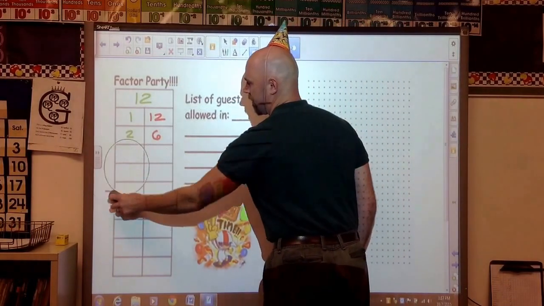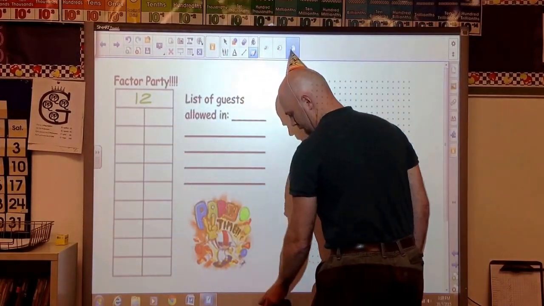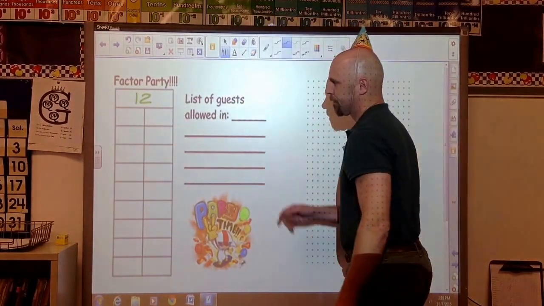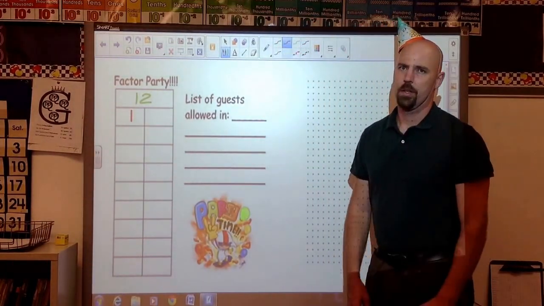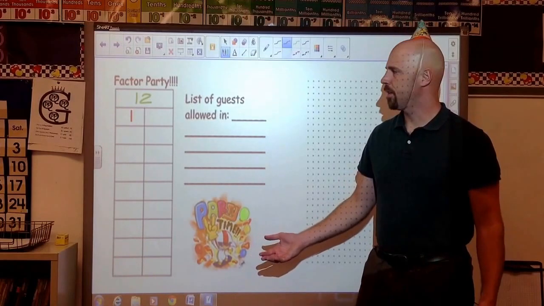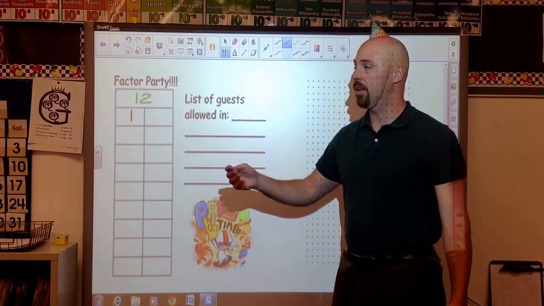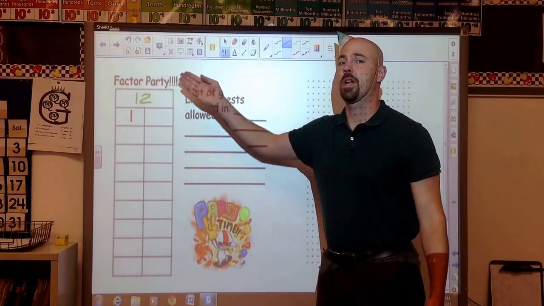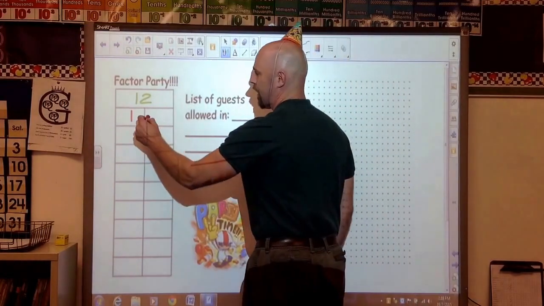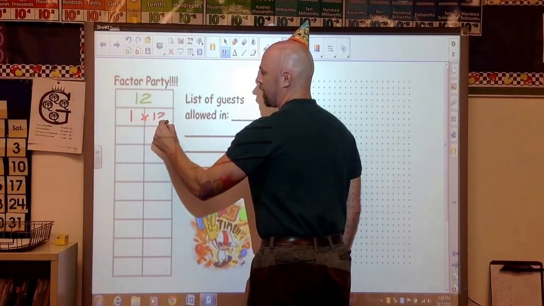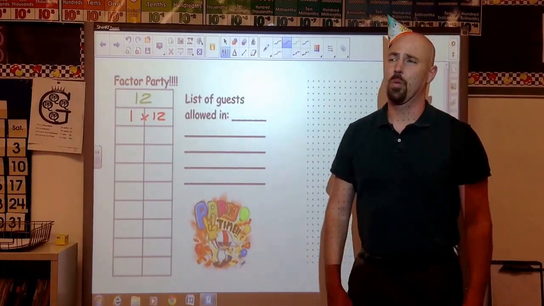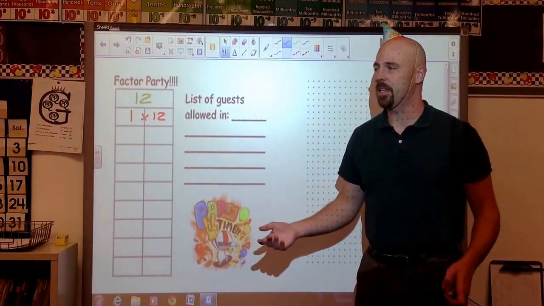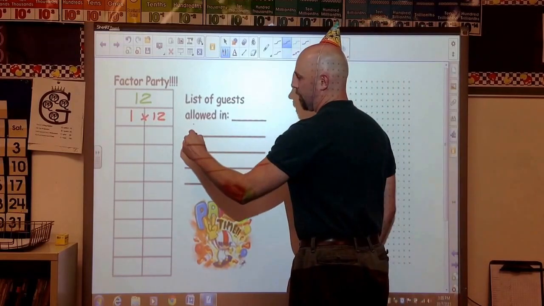I'm going to erase all this stuff, and I'm going to help you out. Now, the coolest guy in the room is 1, because guess what? 1's always getting invited to the party. The target's always 12, or whatever number we have up here. And 1 times anything is the identity property. 1 times 12 is going to give me 12. 1 times 20 is going to give me 20. 1 times 5 million is going to give me 5 million. So 1 is always invited.